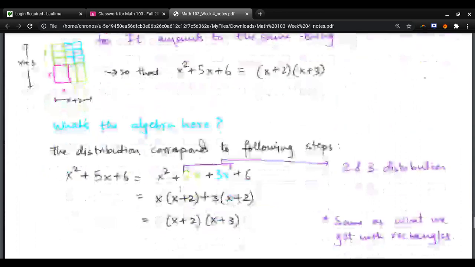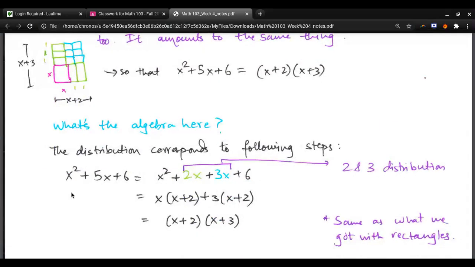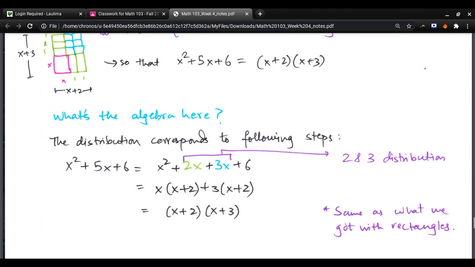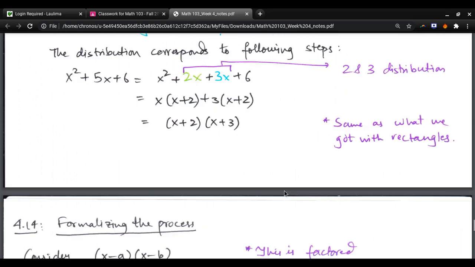How's the algebra going on here? Here's what the distribution corresponds to. The rectangles become 2x plus 3x, and then we use our old familiar method of factoring by grouping to get the factors x plus 2 and x plus 3, which is the same as what we got with the rectangles.